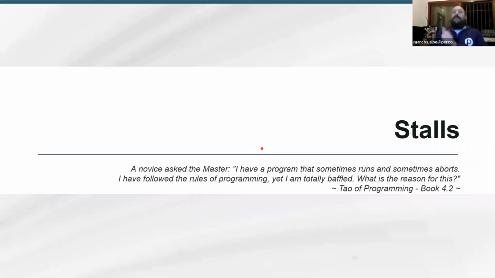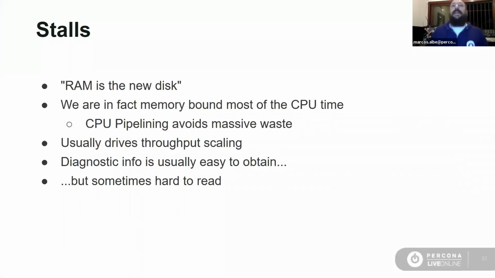Okay, on to a more interesting part of our talk, stalls. So what is a stall? As I was saying, RAM is the new disk. It has become so slow compared to the CPU that we are in fact memory bound most of the CPU time when talking about databases. Other computer disciplines probably don't suffer as much. But gladly, CPU pipelining avoids a massive waste.